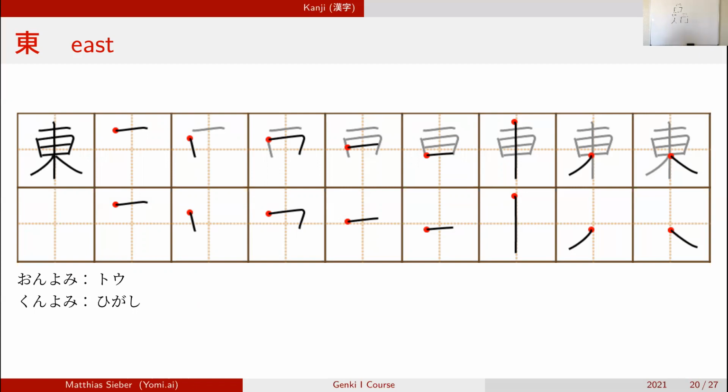Huh? I just bought a Japanese compass from Daiso. Oh, nice. I've never seen one. So let me go grab it. Yeah, thank you.